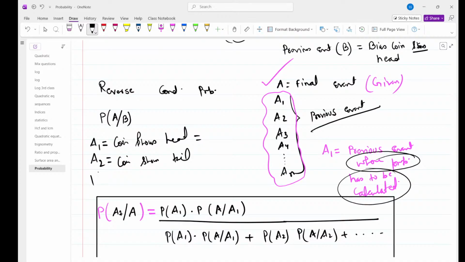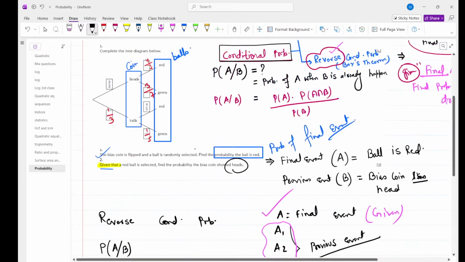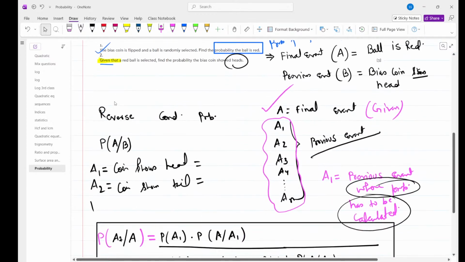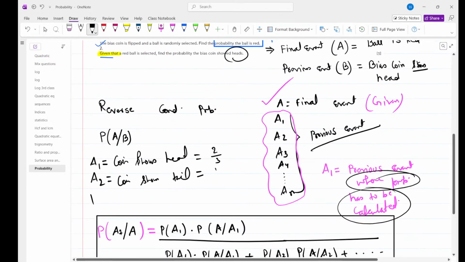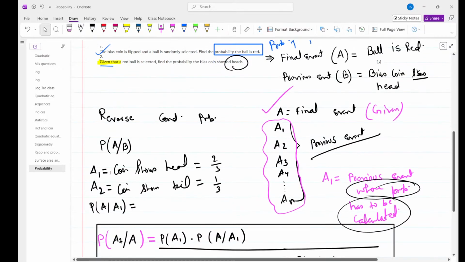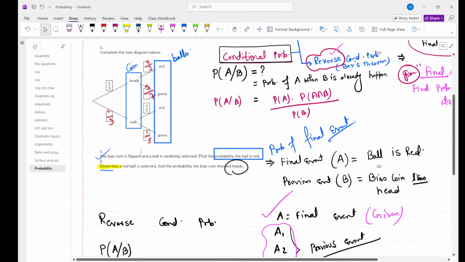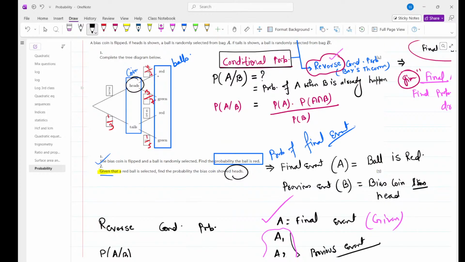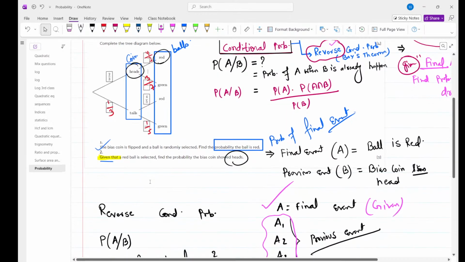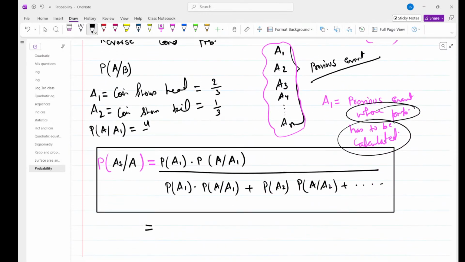So now we have to find the probabilities we have been given. See, the head probability is 2 by 3, so write that. The tail probability is 1 by 3. Now the probability of A when A1 has already happened. A is the ball being red. A1 has already happened, so you have 4 by 7. Correct. So this will be 4 by 7.